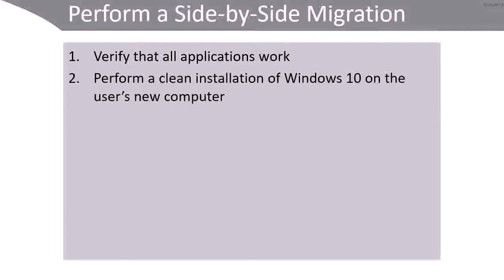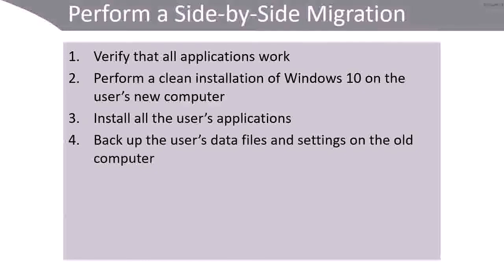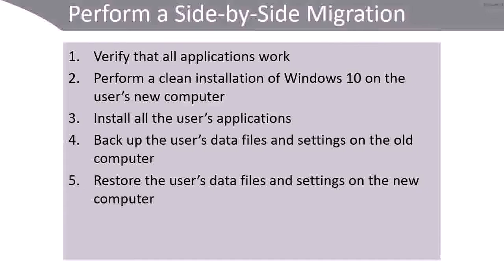To perform a side-by-side migration, complete the following high-level steps. Verify that all applications work. Perform a clean installation of Windows 10 on the user's new computer. Install all of the user's applications. Back up the user's data files and settings on the old computer. Restore the user's data files and settings on the new computer.